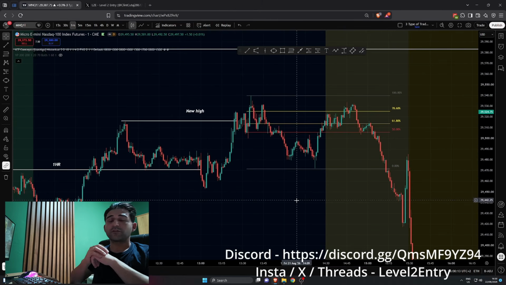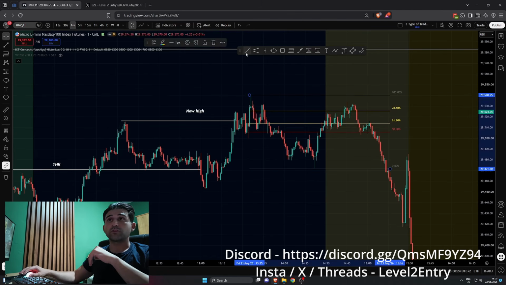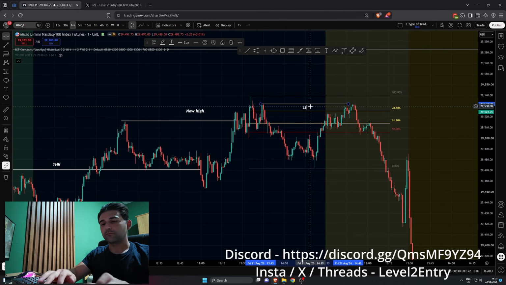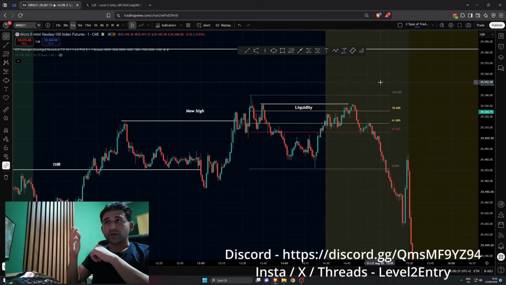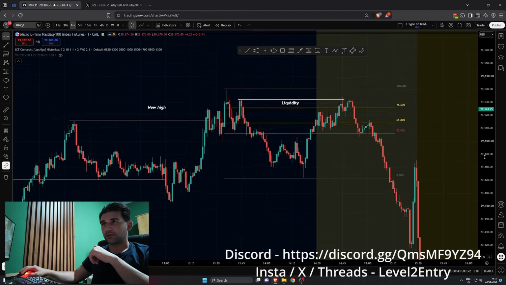Then I have marked a key liquidity that I wanted for price to sweep, which was above the 61.8, which the most point that caught my eye was this point here. So once price took that liquidity, I shorted the market.